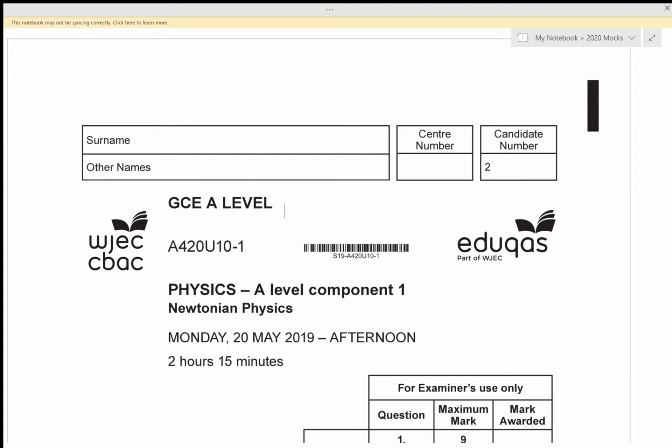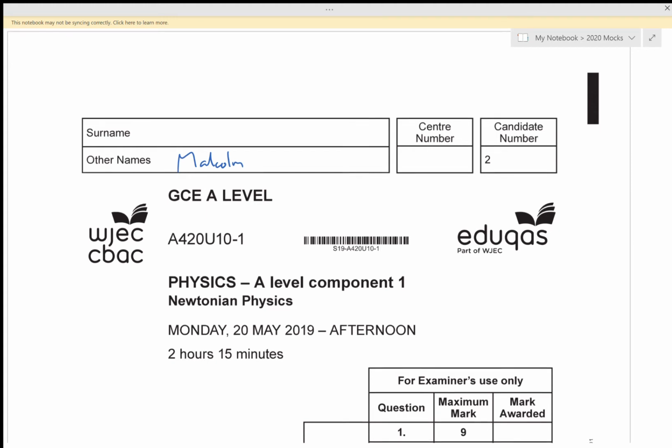A word of warning, I haven't really seen this paper. I've seen it, but I haven't done this paper before, and I have deliberately avoided looking at the mark scheme. So I'm going to be looking at these questions fresh, talking you through my approach to them, and then I'll look at the mark scheme and try and make sense of that and award myself some sort of mark for them.